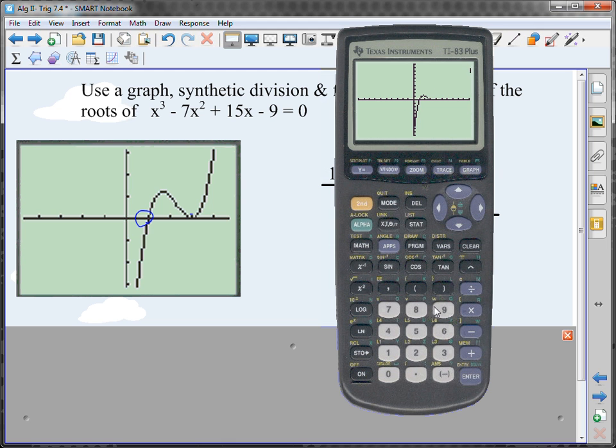There's the exact same graph. I can go into the table. I look for a 0. Where is there a 0 at? 1 and 3. You pick one. I picked 1.